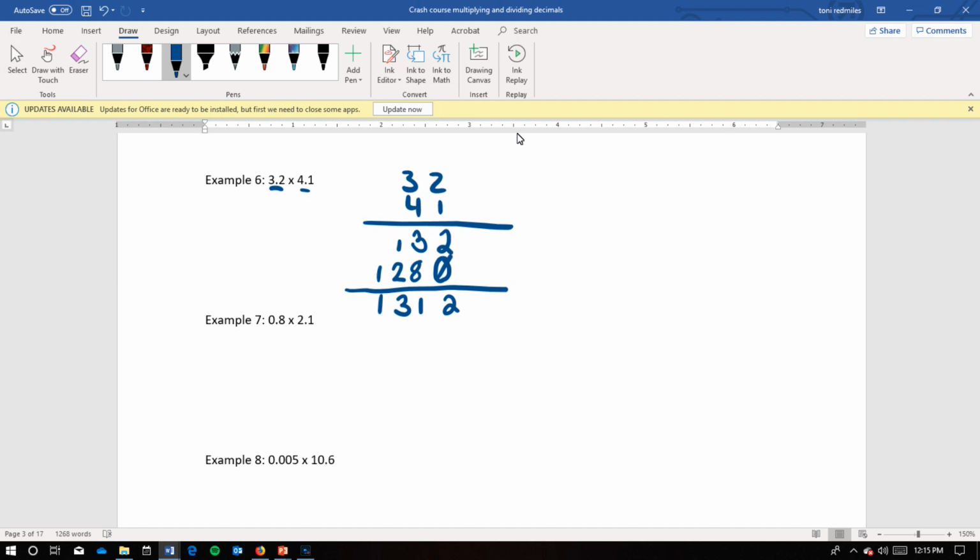All right, so I have 1 place value in this number and 1 place value in this number. So all together, my answer has to have 2 place values. So starting from the left, let's put that decimal point in. So the answer is 13.12.